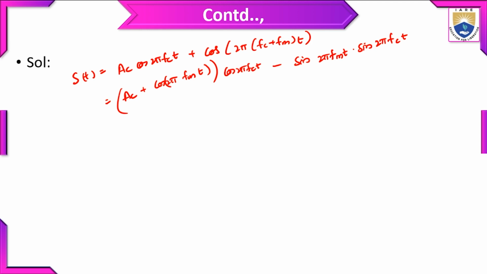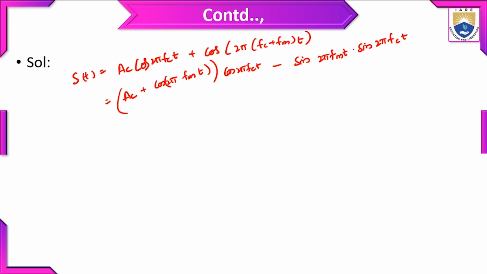So in the second term, the first term is Ac cos 2 pi Fc t. So this is Ac cos 2 pi Fc t plus cos of 2 pi (Fc plus Fm) of t. So here there are two terms. One is the carrier frequency and one is the message frequency. So we can treat it as cos of (A plus B), so cos A cos B minus sine A sine B.